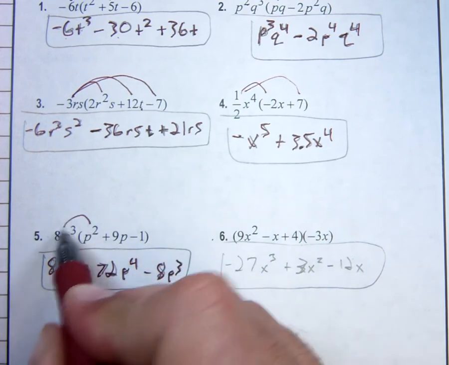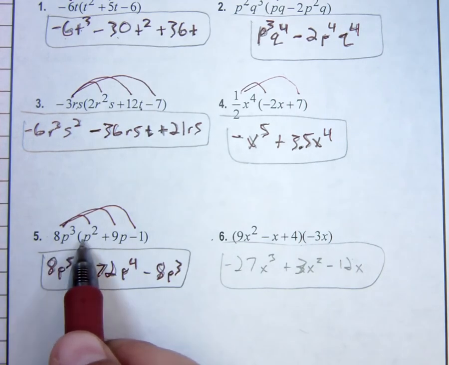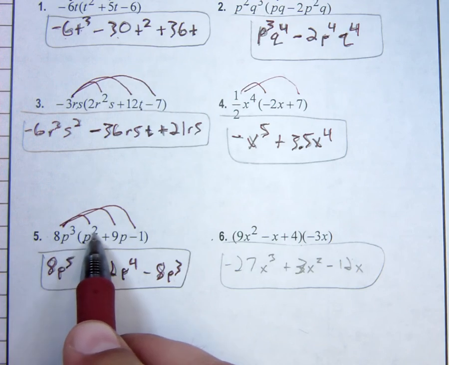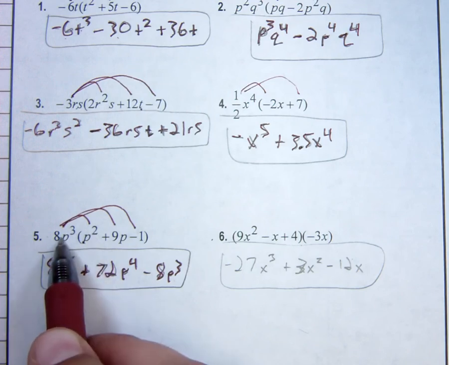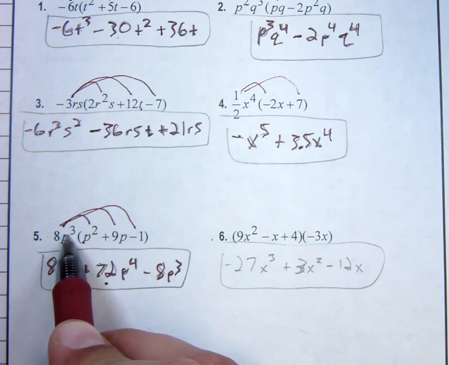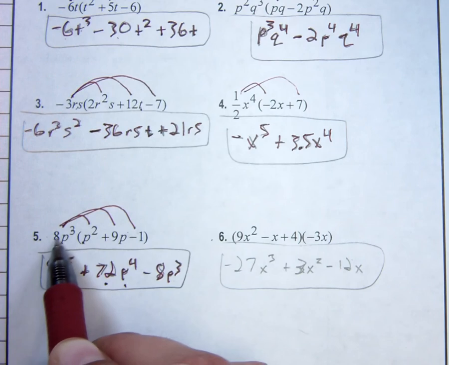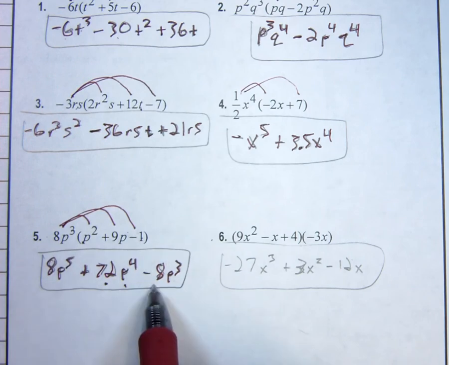And again, we're just distributing these out. So you did 8 times 1, which is just 8. P to the third, 2, that's going to be p to the fifth. Same thing, 8 times 9. That's where I got 72. P to the third. Got 1 here, so that's going to be p to the fourth. And then we do 8 times negative 1. It's going to be negative 8. And then don't forget the p to the third.